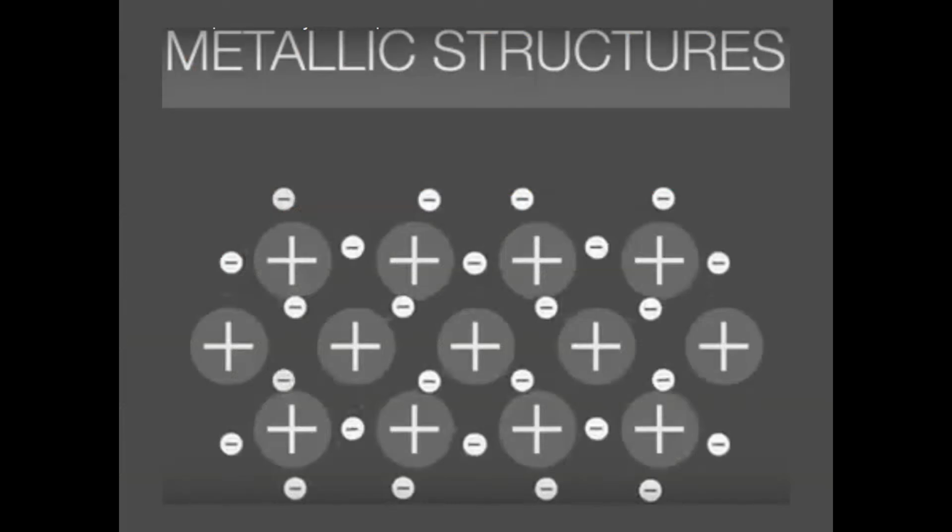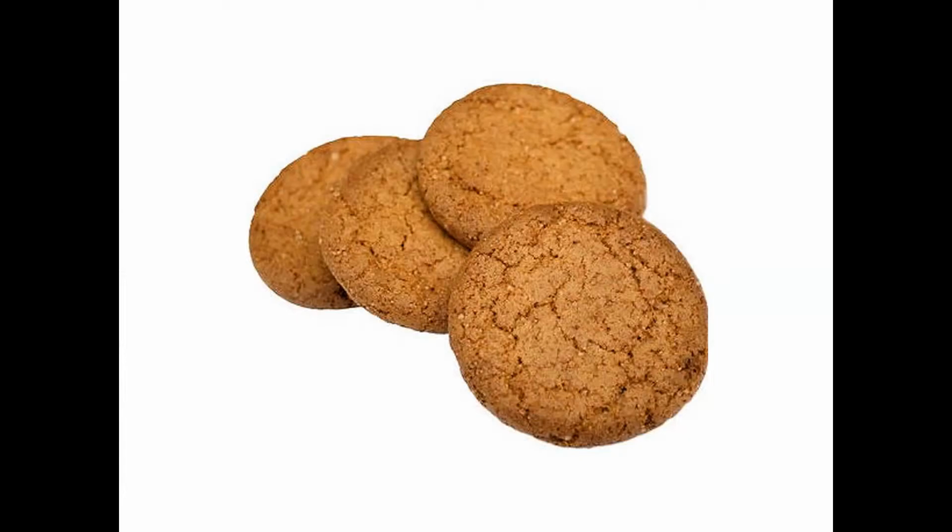Okay, now we're going to have a look at why metals have the properties they do, why they are hard, why they are usually solid at room temperature, and why they conduct heat, and in particular why they conduct electricity. So we're going to use a little model. The model I'm going to show you is using biscuits. So this is where you need a bit of imagination.